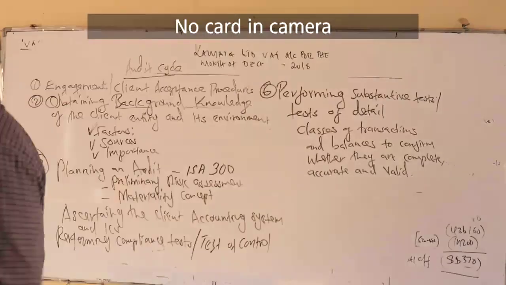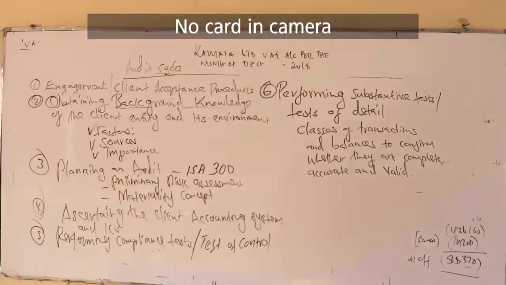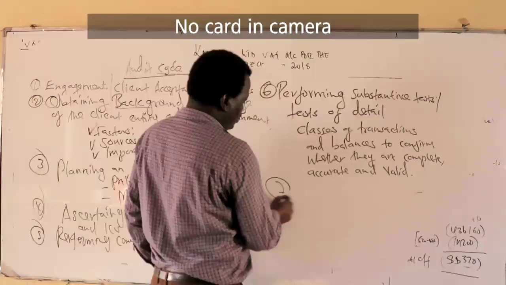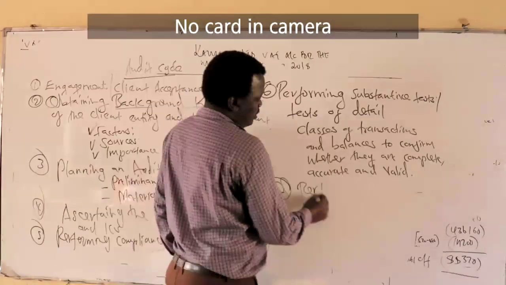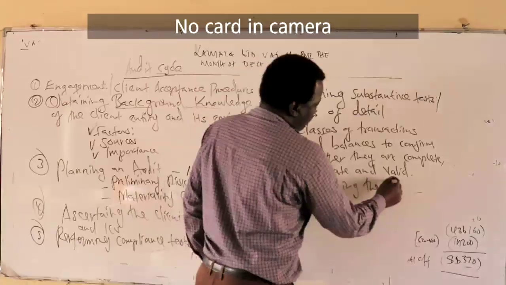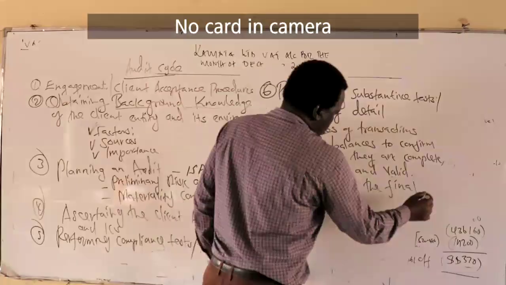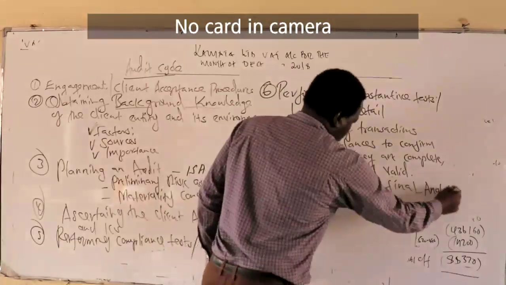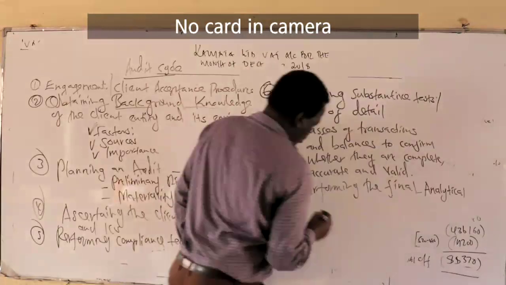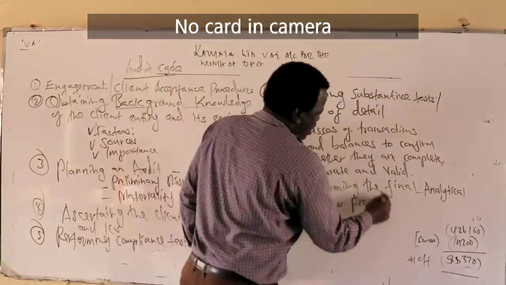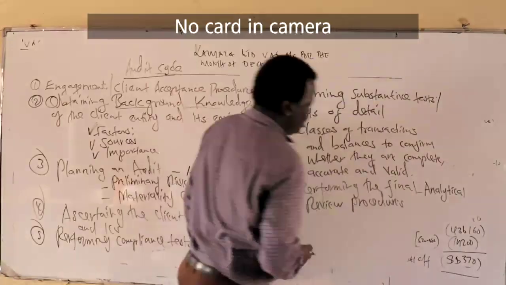Then we go to the number 7 stage of an audit, which is performing the final analytical review procedures.